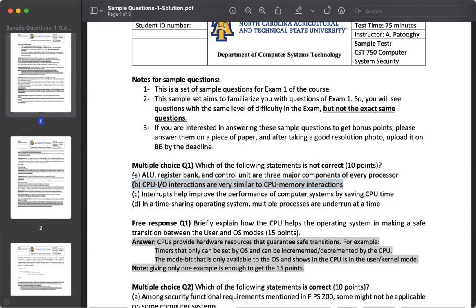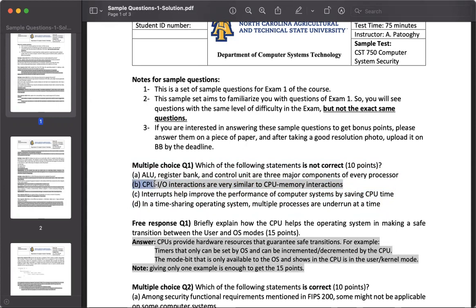To me, to be honest, this question is somewhat easy. But I also realize over time that multiple choice questions are sometimes not as easy as I think for students. So please read the items carefully.